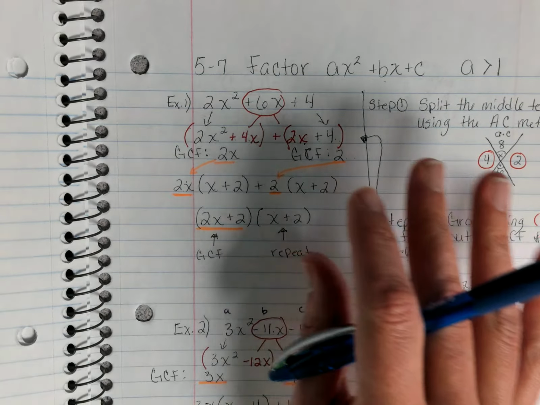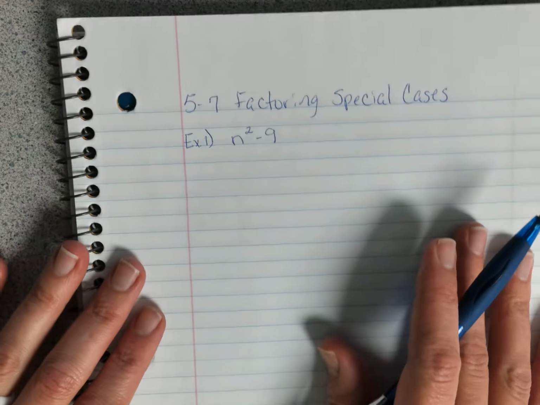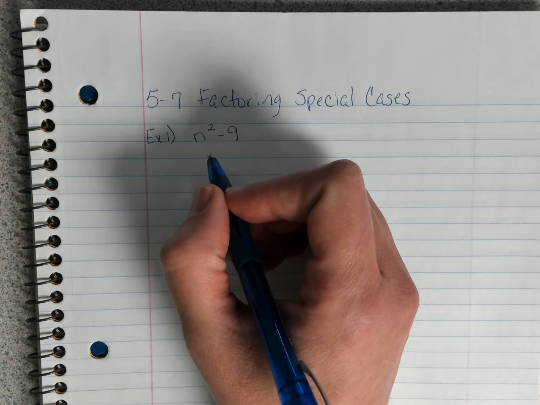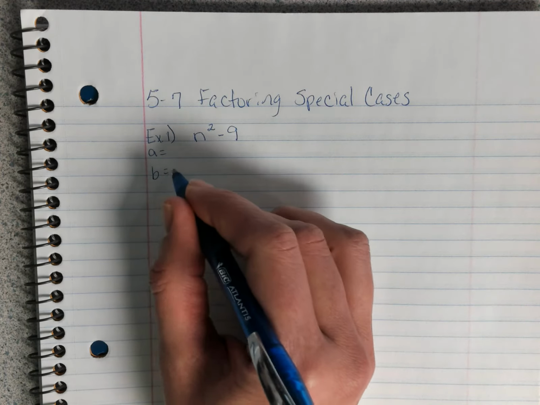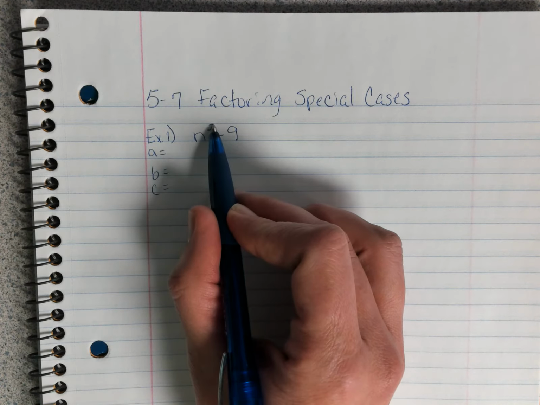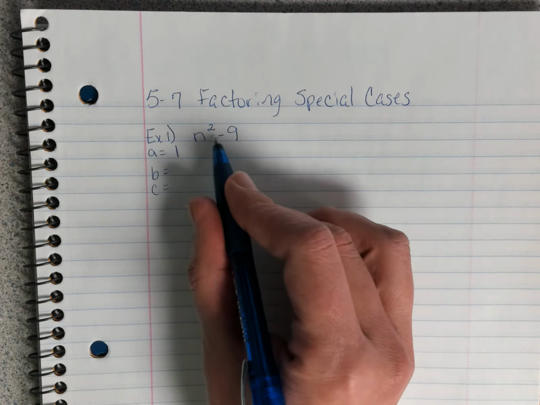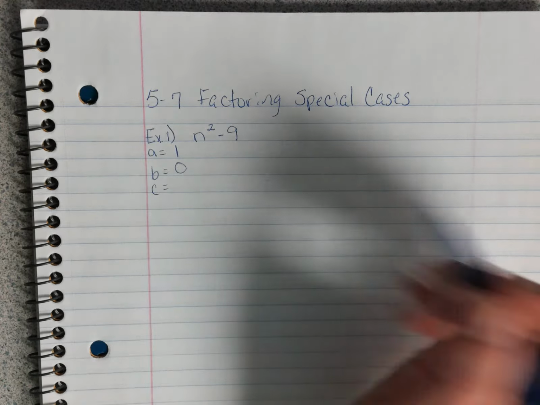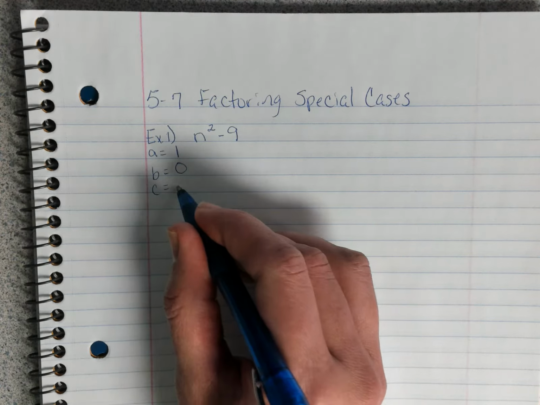Now this method will still work on today's lesson, but it's really long and there's a shortcut, so I'm going to go ahead and show that to you. I'm first going to show you that you can use the way I first taught you. So the way I first taught you is identify A, B, and C. A is always the one that's with the variable that's squared, so this would be a 1. B is always the one that is with just the variable, and that doesn't exist, so it's 0. And C is the one that doesn't have a variable, so this is -9.